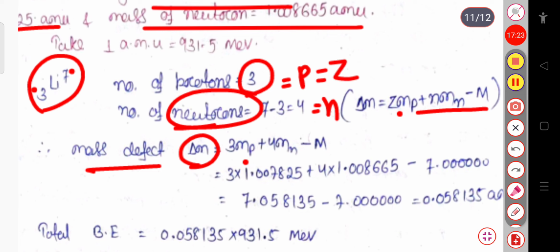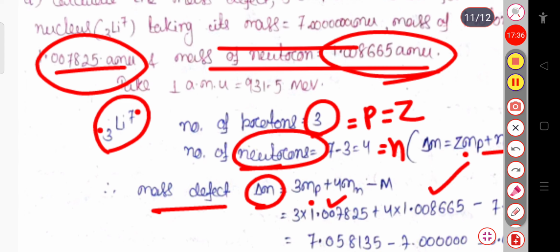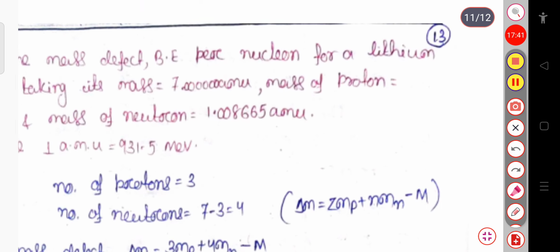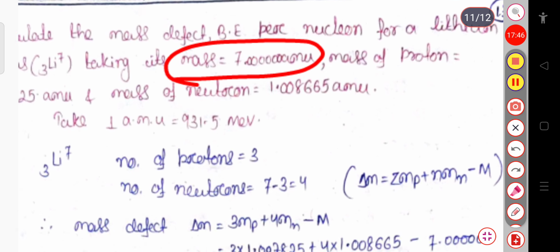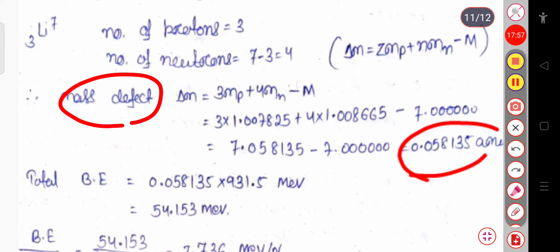So now if I put this in this formula, the mass defect delta m will be equal to Z means 3 into Mp plus N means 4 into Mn, minus this M. Here the mass of the proton is given, 1.007825, so I simply have to multiply this, and the mass of the neutron is given, 1.008665, so again I have to multiply this, again minus the mass of the total nucleus, which is given as this much. So now I have to subtract this. After calculation you will get, in AMU, 0.058135 AMU. This is the mass defect, that is Zmp plus nmn minus m.